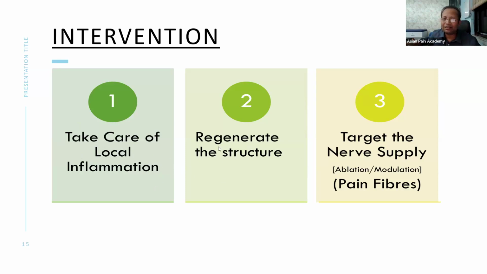Okay, regenerate the structure. This is for, say, a dull pain. It is going on and on, like say impingement syndrome of the shoulder. In general, the patient doesn't have pain. When the patient lies down on that side of the shoulder, then only he feels pain. Or if he does some overhead work, then only he feels pain. In those cases, you can go for regenerating the structure, because there is degeneration. There is no inflammation. There is degeneration. You can go for regeneration.